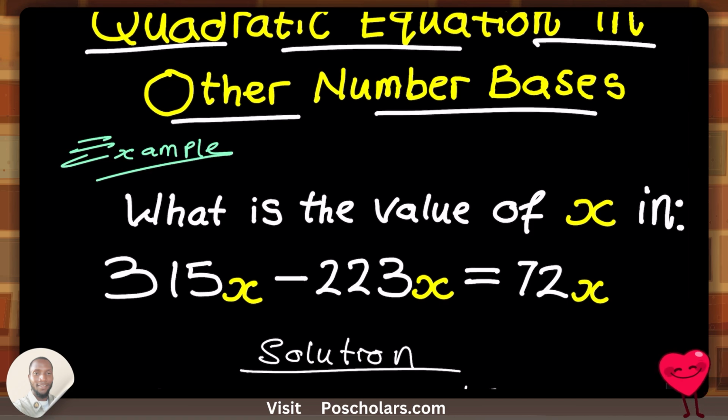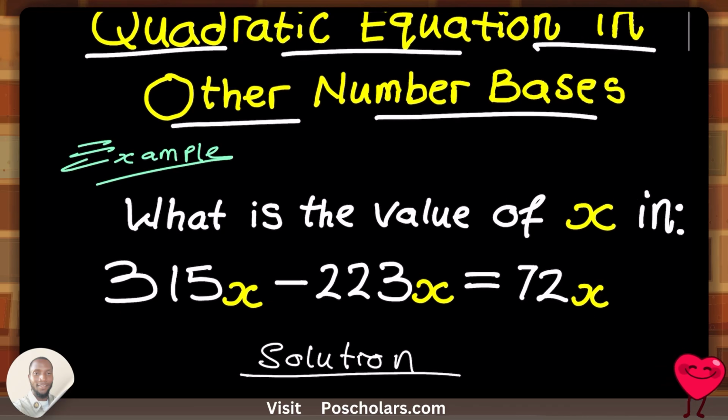So let's come back here. You see that truly x can be equal to 8, because none of these digits is greater than 8. I believe it is well understood.